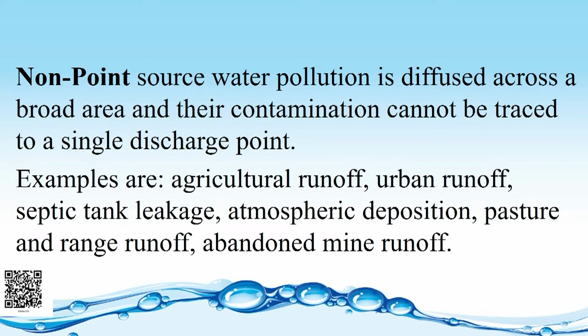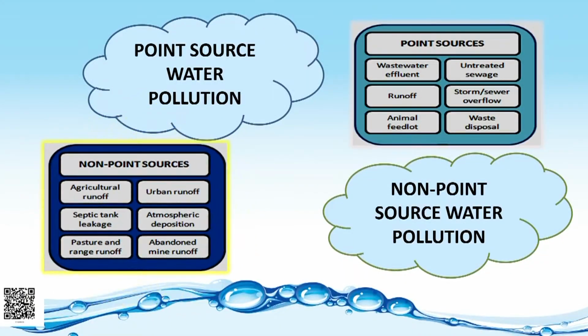A feedlot is an enclosed area or sometimes a building where livestock, particularly cattle or hogs, are fattened rapidly for market. They are a type of animal feeding operation used in intensive animal farming. Now we are talking about non-point water sources, where the contamination cannot be traced to a single discharge point, and there are some examples of this category. So at a glance you can see point source water pollution and non-point water pollution.